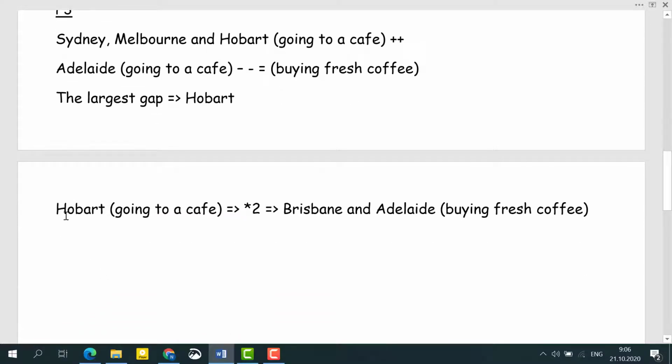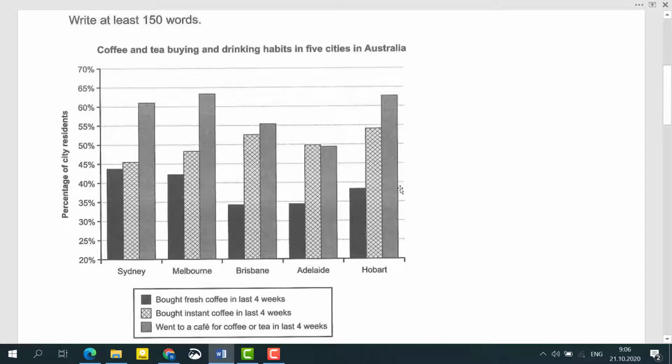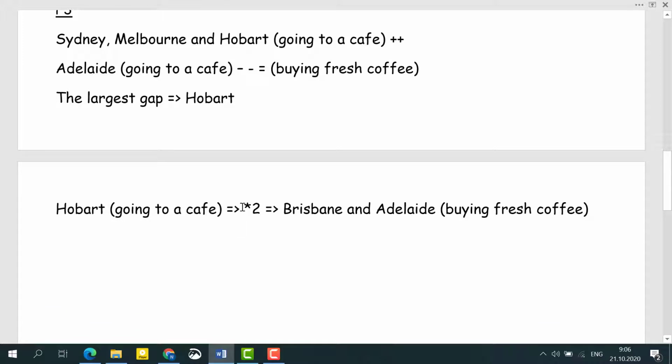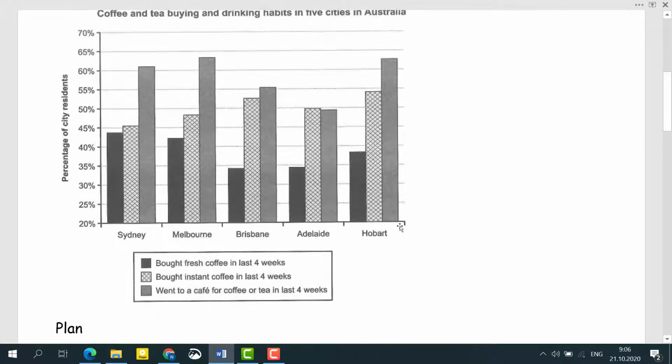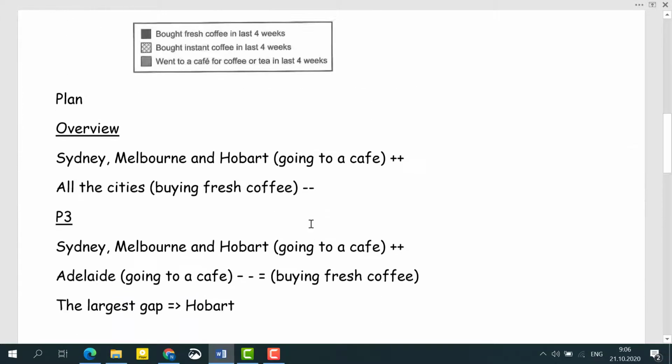Then I can focus on Hobart going to a cafe. Just look at this, Hobart going to a cafe, which is number 3. And I can say that the difference is twice. Okay, so the percentage of those who have been to a cafe in Hobart is twice as high as the percentages of those who have bought fresh coffee in Brisbane and Adelaide.